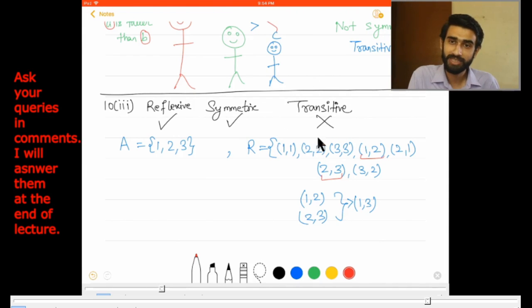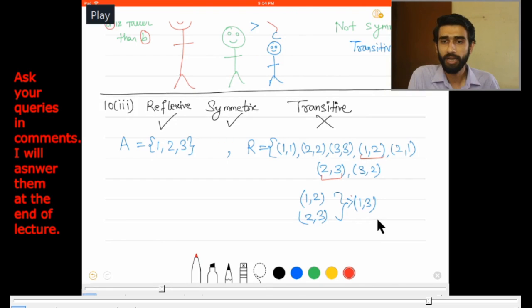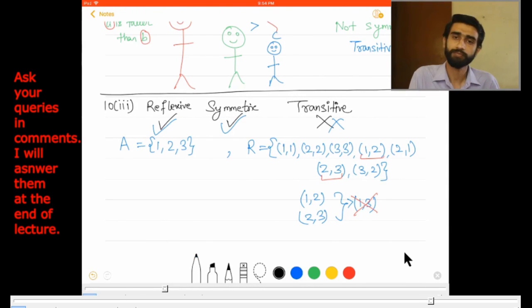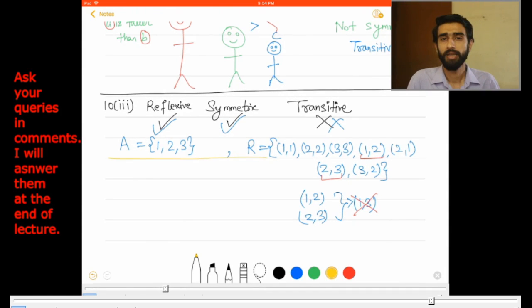And I need a relation that is not transitive. So what I did, I left this out from my set. I completed my relation, and you will see this relation is reflexive because all are there. This relation is symmetric, but this relation is not transitive. Okay, done.